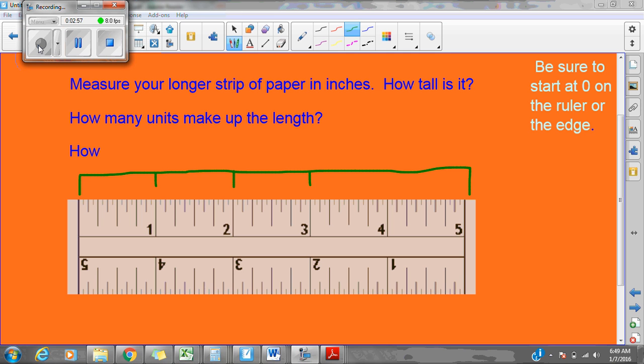Now I want you to take the other strip of paper and I want you to turn your ruler over on the other side, and I want you to measure how tall that strip of paper is. After you've measured how tall, I want you to measure how long that strip of paper is.